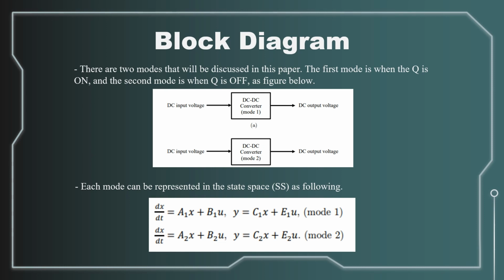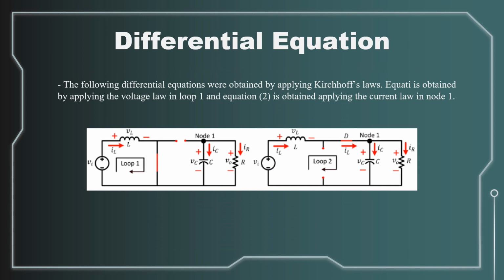Each mode can be represented in the state space as follows. So here is the equation for mode 1 and the equation for mode 2. Where X is the state vector consisting of inductor current and capacitor voltage. A1 and A2 are system matrices. B1 and B2 are input matrices. C1 and C2 are output matrices. E1 and E2 are feed forward matrices.